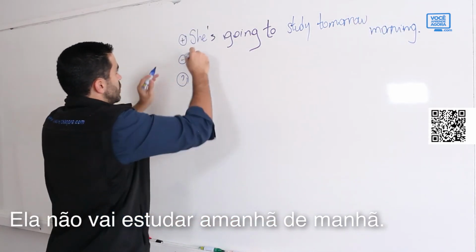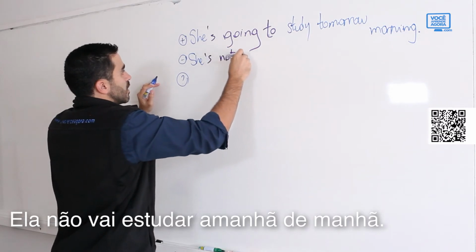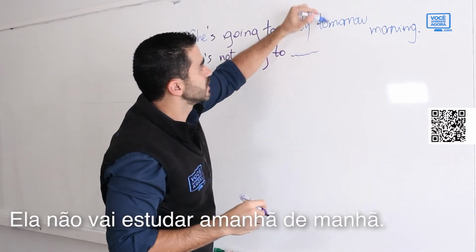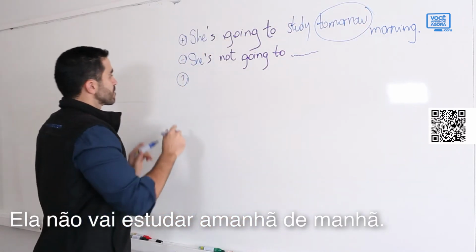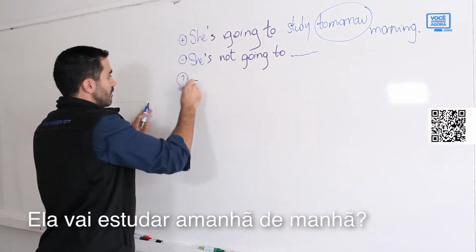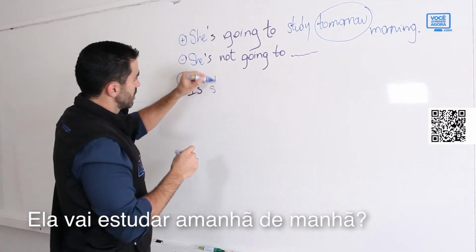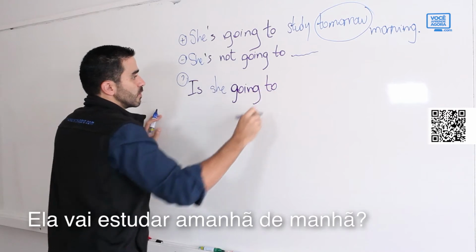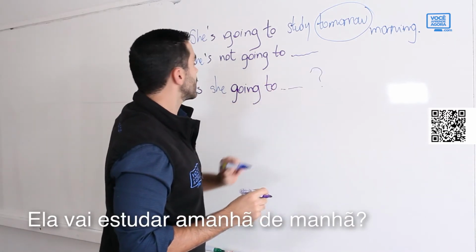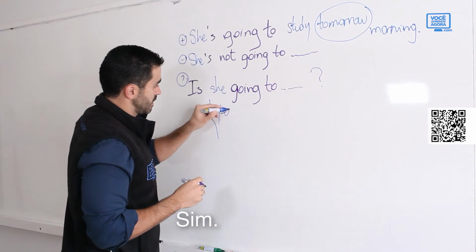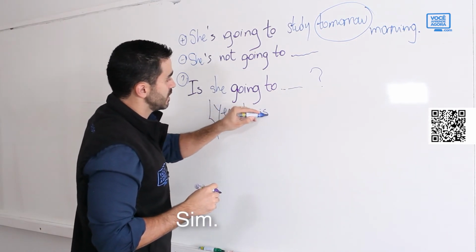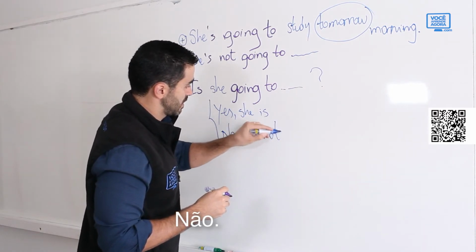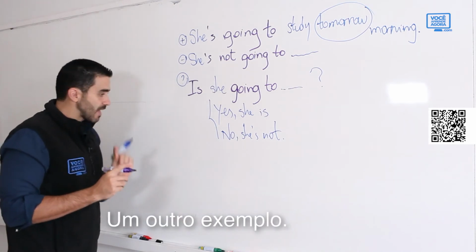Negative. She is not going to study tomorrow morning. Interrogative. Is she going to study tomorrow morning? Answers. Yes, she is, or no, she is not. Another example.